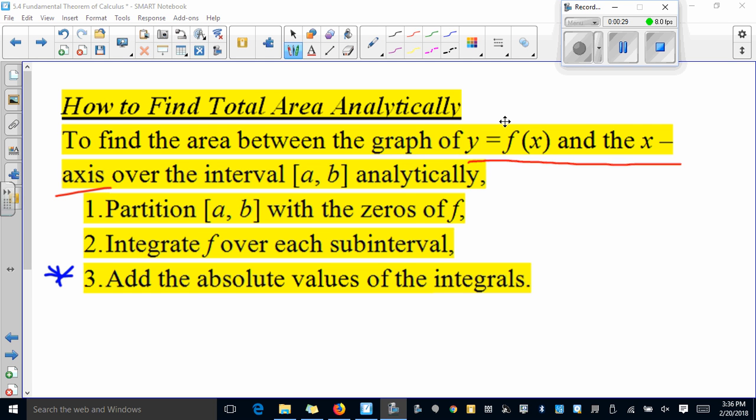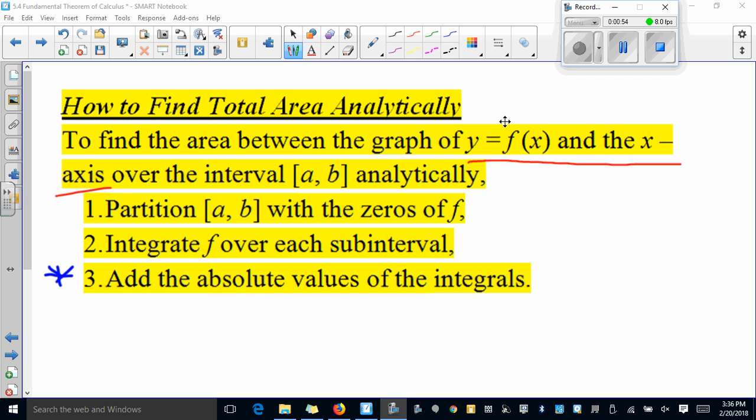But this will be another way, so then you don't have to worry about which one's positive, which one's negative. Just do all of the math, and when you get numbers, you do the absolute value of each. So on this one here, finding area using antiderivatives, find the area of the region between the curve and the x-axis of y equals 4 minus x squared on the interval of 0 to 3.